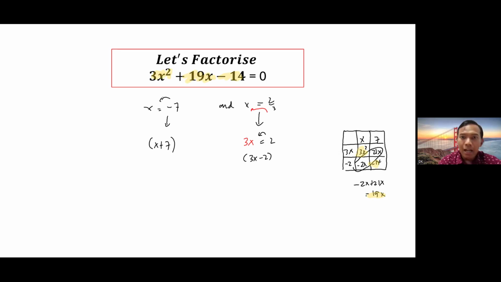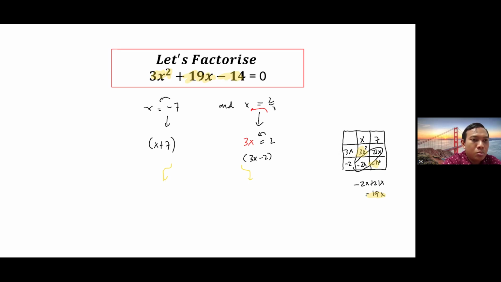Now that we have factorized it, we are supposed to solve this quadratic equation because it equals 0. So how do we do that? We separate them up.